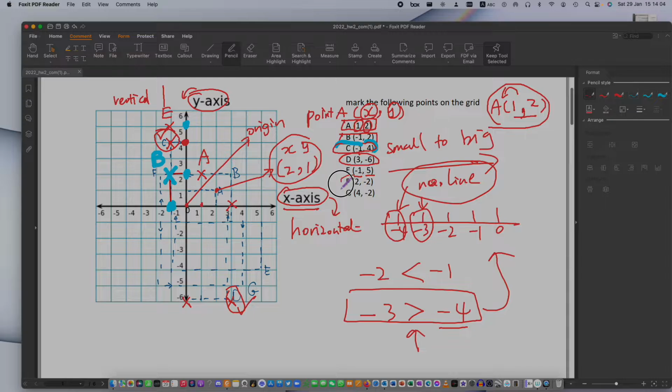Okay, 2 and minus 2. Where's 2? Go to 2 first. 2 is here. Where's minus 2? Here. Trace. Where they will meet? Nice. So they will collide here, right? So this is your F. G. 4 and minus 2. Where's 4? Here. 4 is here. Where's minus 2? Here. Very good. And then where they will meet? Here. Correct.